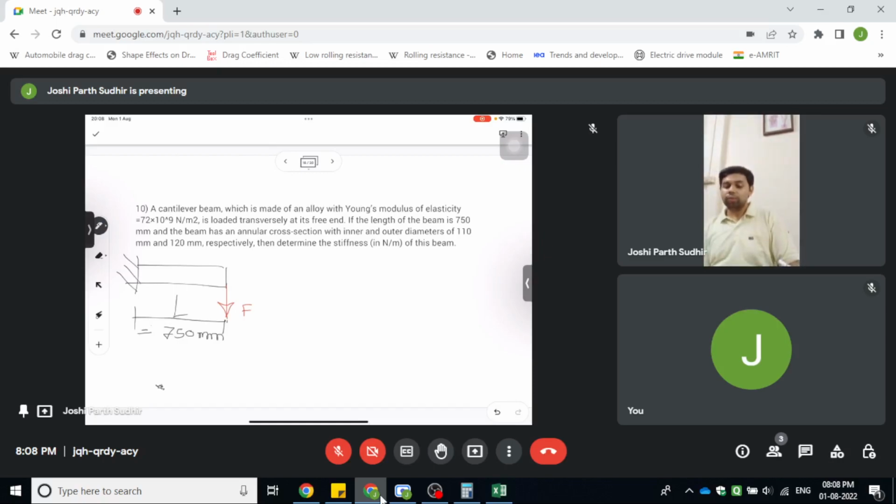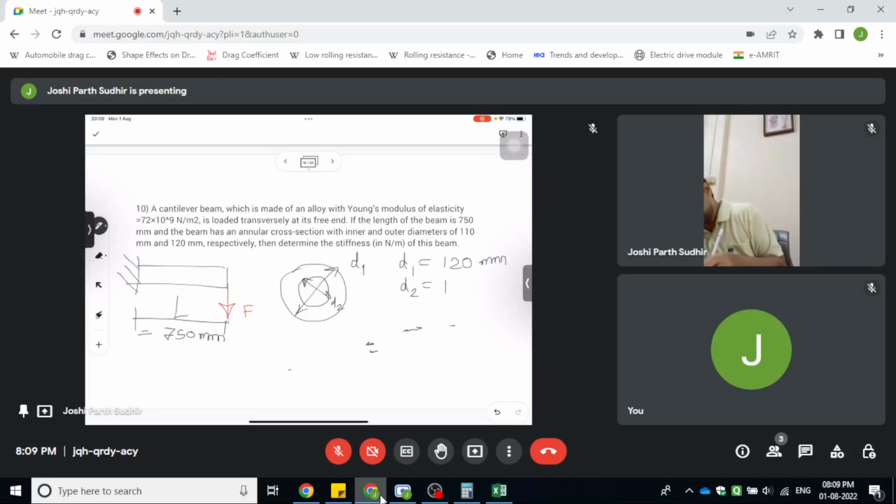The beam has an annular cross section with inner and outer diameters. They have been given. So let us draw an annular cross section. It has two diameters, let us say D1 and D2. D1 is the outer diameter and D2 is the inner diameter. It has been given that D1 is 120 mm and D2 is 110 mm. So what we need to do here is find out the stiffness of this beam.